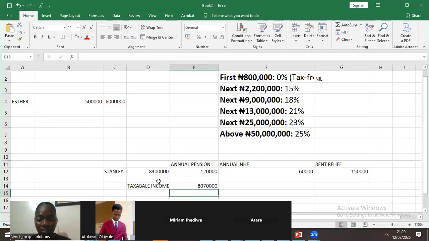Good. Is it the same amount with this gross that we have here? No. Why? What happened? We have removed the non-taxable figures. Actually, do you understand to this extent?